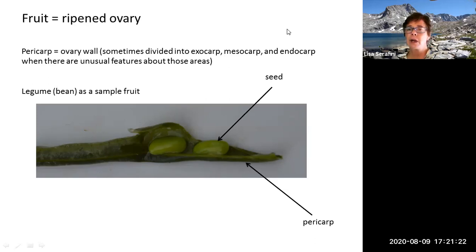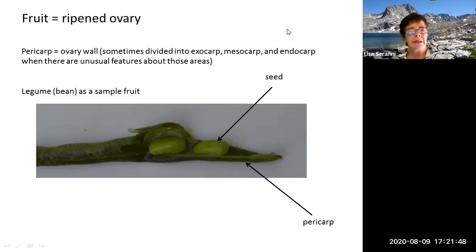So a fruit is a ripened ovary, and we can first talk about the ovary wall, which is called the pericarp, around the carpel, right? That's what that means, pericarp. And sometimes we'll divide this ovary wall into different layers, the outer layer, the middle, and the inner: exocarp, mesocarp, endocarp, but most of the time we won't.